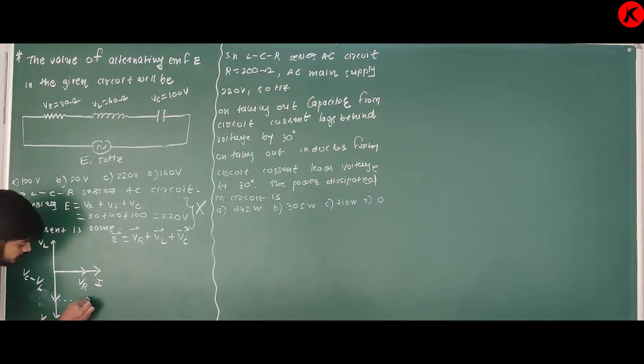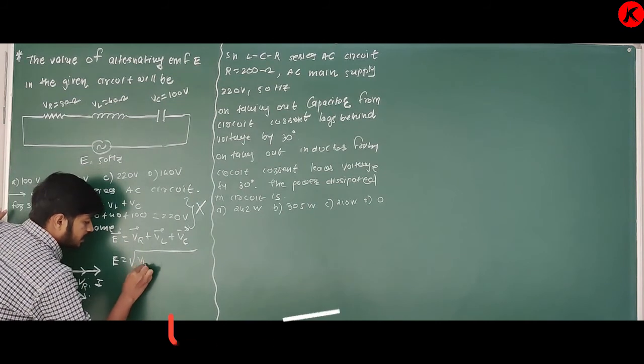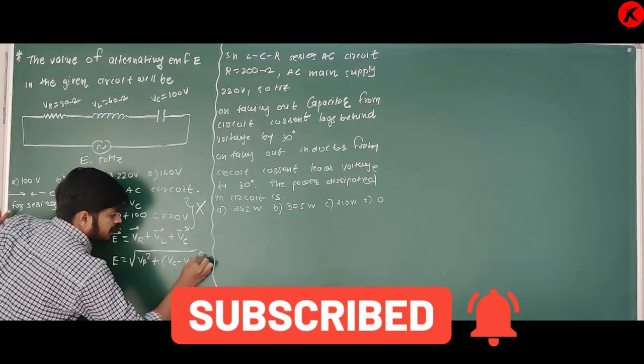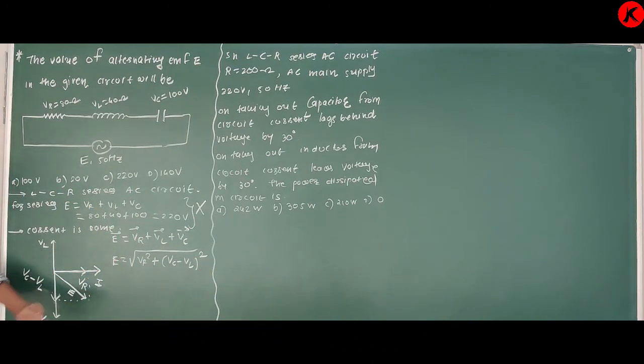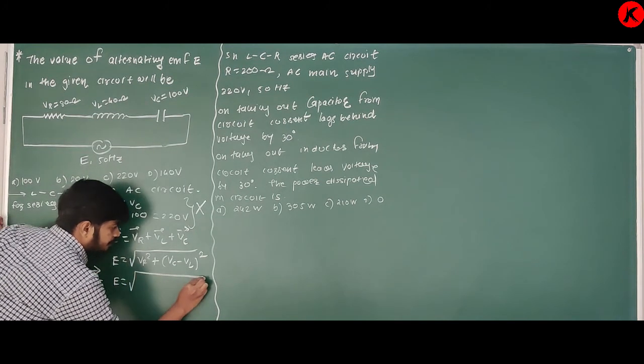See, first vector, second vector, and it will be its resultant, that is E. So therefore E is equal to under root VR square plus VC minus VL whole square. Yes, it is the exact relation between voltages.